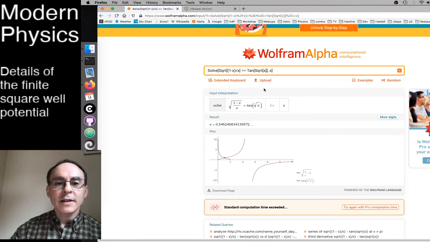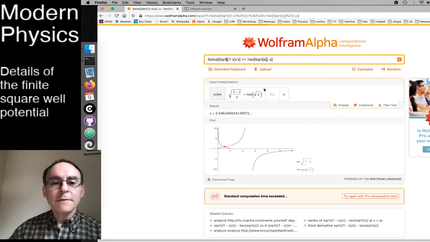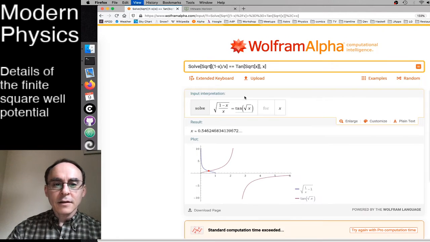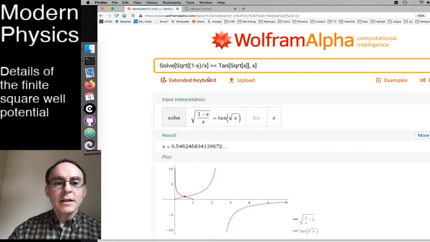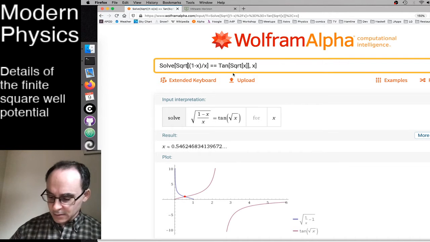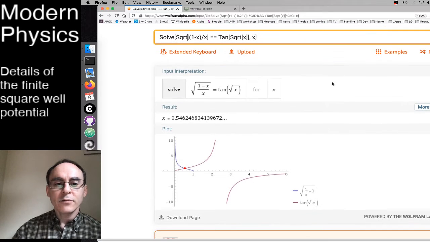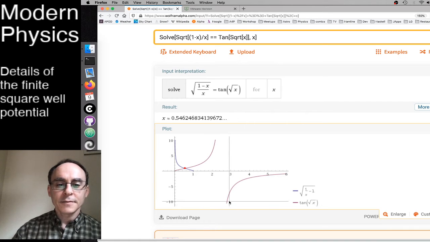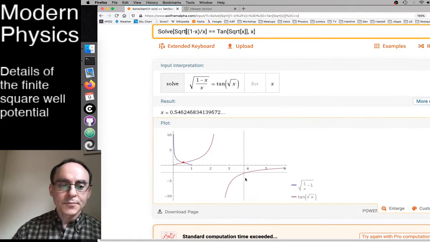If I come over here and look at Wolfram Alpha, which you should see on the screen now, make it a little larger, I've told Wolfram Alpha to solve square root of (1 minus x) over x, that's basically this left-hand side, equal to tangent of square root of x. And everything else I just set equal to 1, so it's not even there. So I just told Wolfram Alpha to solve that for x, and it gave me a number, but it also made this nice little plot for me. It really illustrates. This blue curve is the square root of (1 minus x) over x curve, and this purple one is the tangent. And so what does this mean?